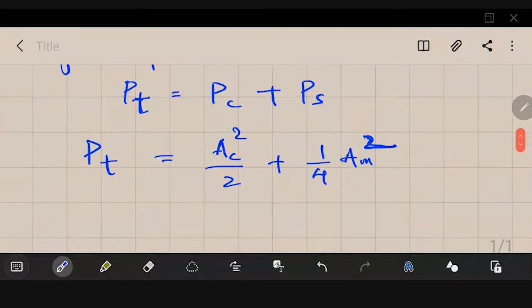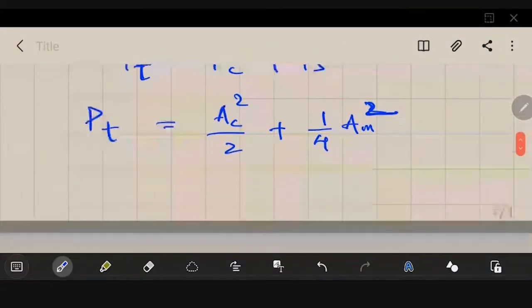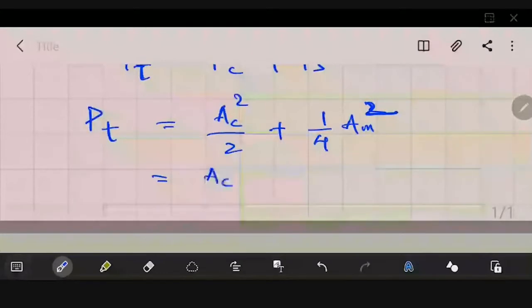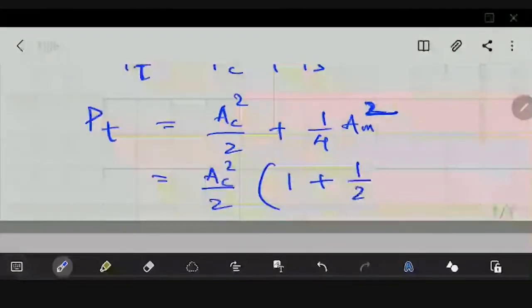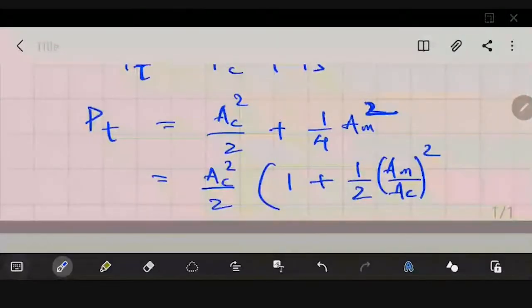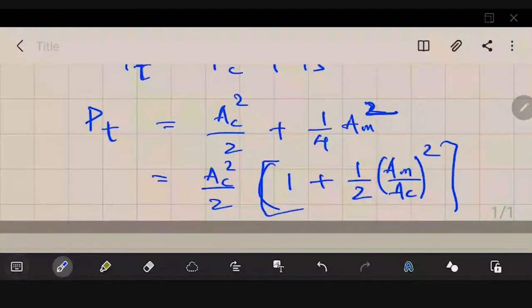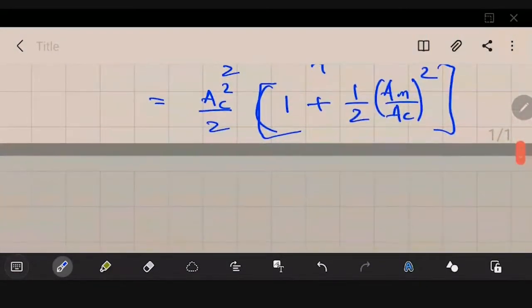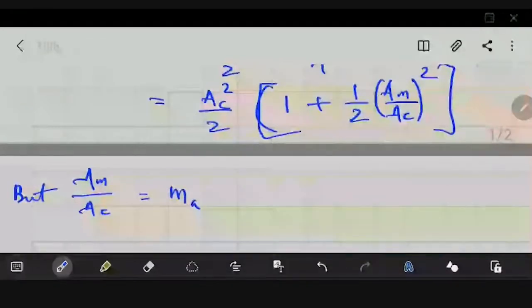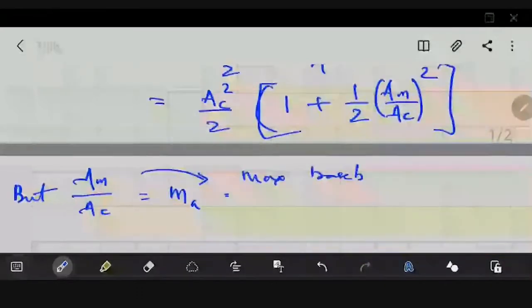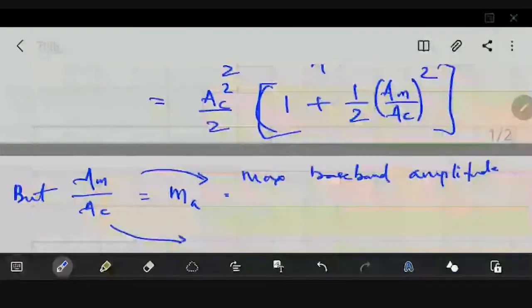So now if you take Ac square by 2 common from here, you will get Ac square by 2 common, that means 1 plus 1 by 2 times Am by Ac square. Got it? So let me put square brackets, it will be more useful. So this will be this much. It is your modulation index ma. And this Am is nothing but the maximum baseband signal amplitude. And Ac is nothing but the maximum carrier amplitude.